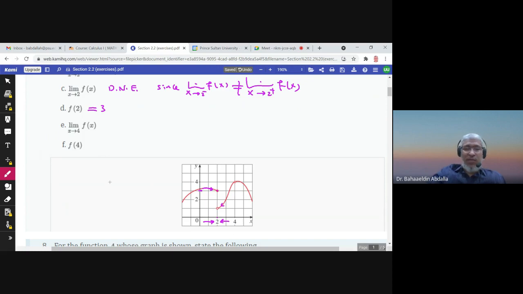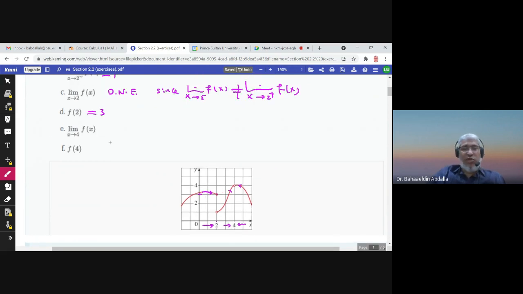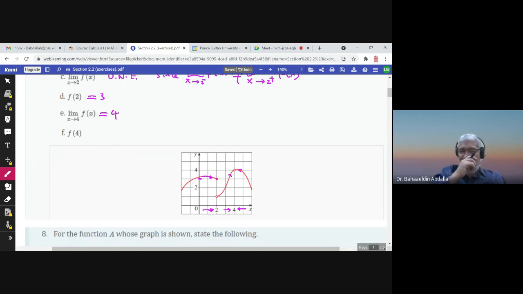Limit of f of x when x approaches 4. Well, this is 4. Let us approach 4 from the right. If we approach 4 from the right, the graph approaches 4. And if we approach 4 from the left, the graph also approaches 4. So the limit of f of x when x approaches 4 would be 4, because the limit from the right equals the limit from the left.